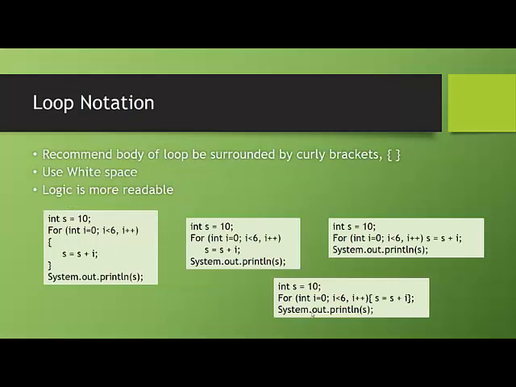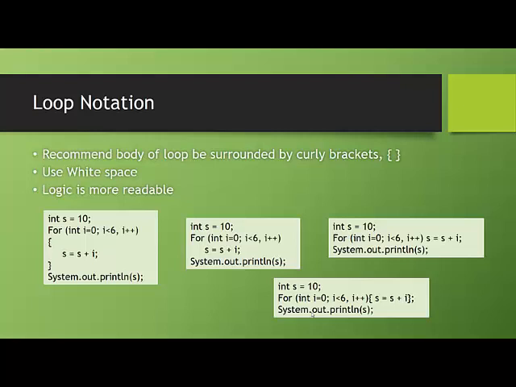Let's look at the notation surrounding loops. It is recommended that the body of a loop be surrounded by curly brackets. It isn't always necessary to have the curly brackets. If you're in a situation like this, where we have only one statement that we're repeating over and over again, you don't necessarily need the curly brackets. But we want to use them because it makes our programs more readable. We can understand the logical flow of the program better.